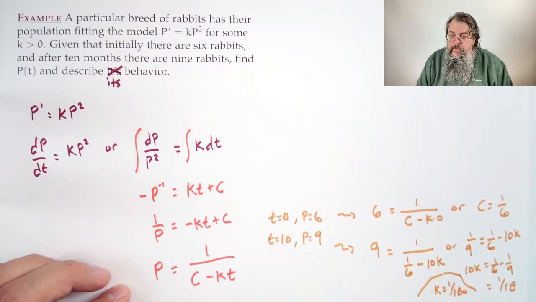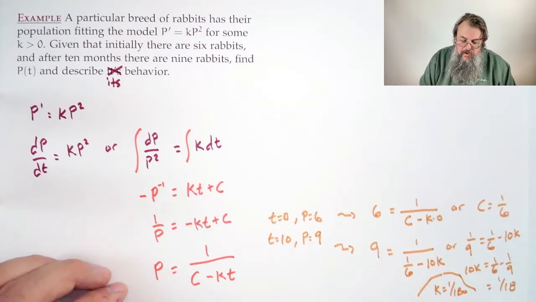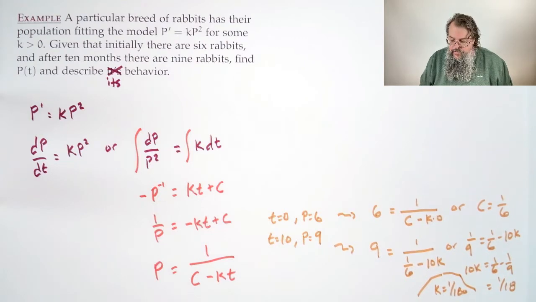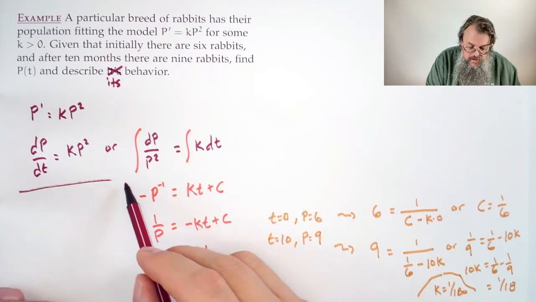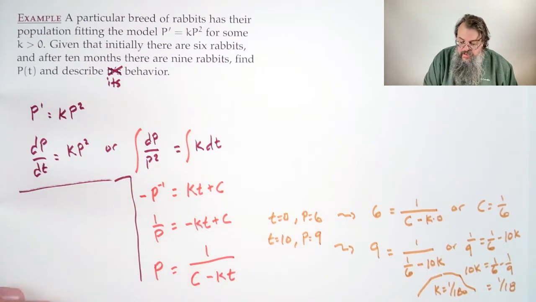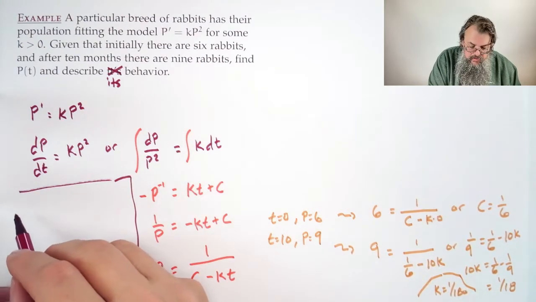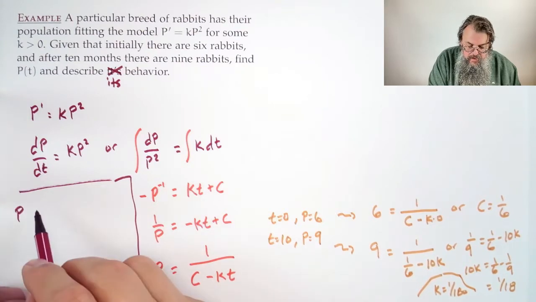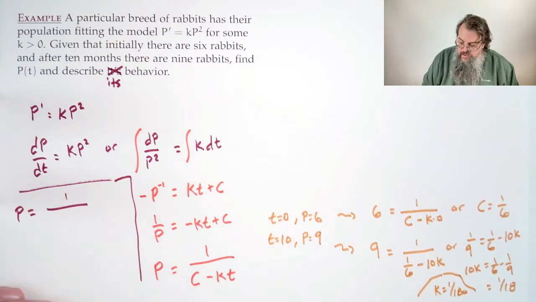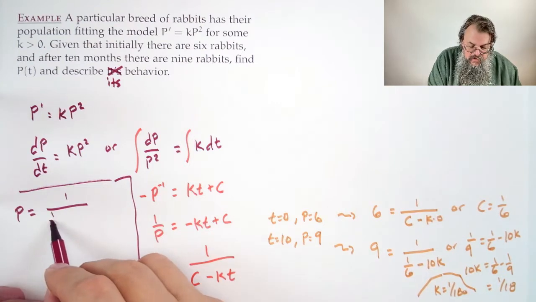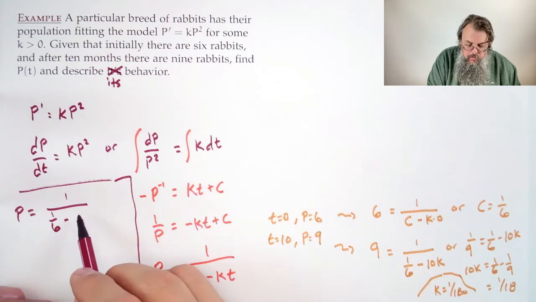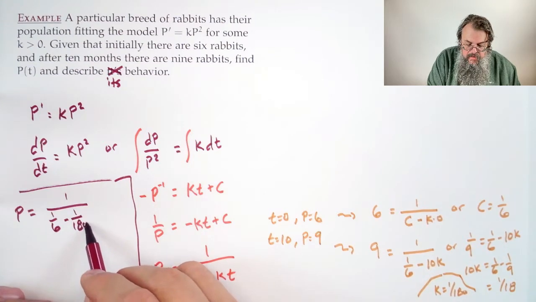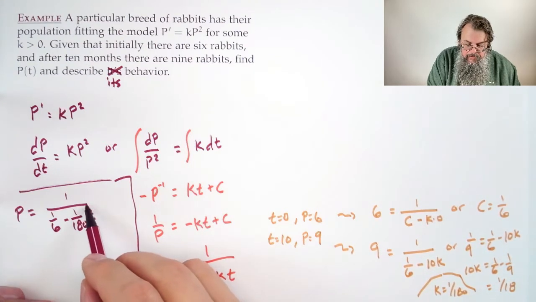All right, there we go. So we have c, we have k. So we can write this down. We'll come over here and say, lo and behold, our great aha, our population is going to be equal to 1 over RC, 1 over 6, subtract K, which is 1 over 180, and times T.